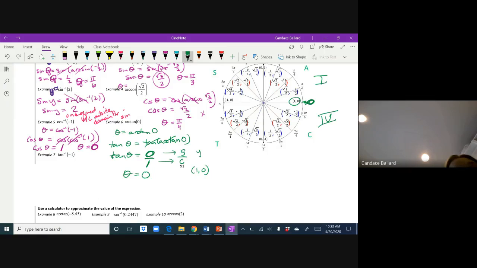And notice I'm not putting degrees on it because we have transitioned into only working with radians. All right, we're going to do one more. So theta equals tangent inverse of -1. Okay. I'm going to reverse it by taking the tangent of both sides.